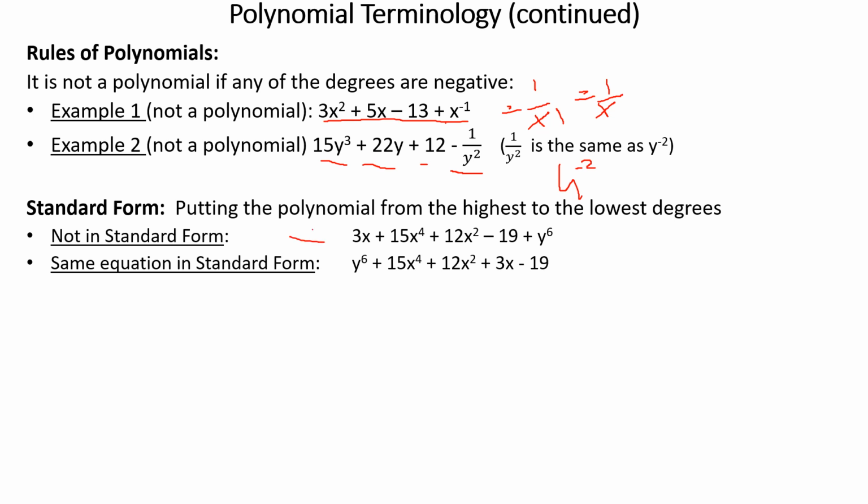Also, we have to put our equations in standard form. This is not standard form. Standard form simply means the highest degree, whether it's x, y, or z, is first. Then the second highest degree is second, then the third highest degree. And you see in this one, my highest degree is at the very last right here, and that's not correct. Second highest degree is right here. It needs to be in order from highest to lowest degree.